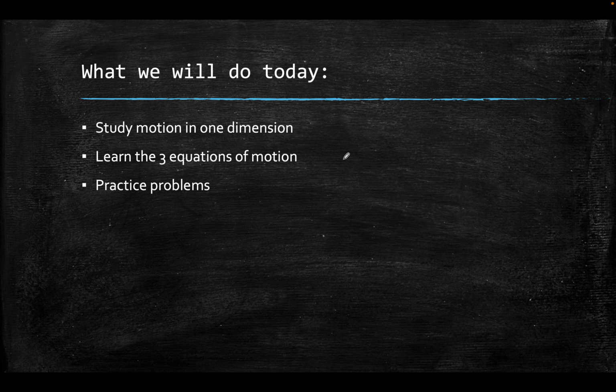Today we're going to be looking at the equations of motion. We're going to study the motion in one dimension, an object that is speeding up or slowing down. We'll learn the three equations of motion, the three main ones. There are more, but the three important ones to help you find anything. And we'll do some practice problems on this.